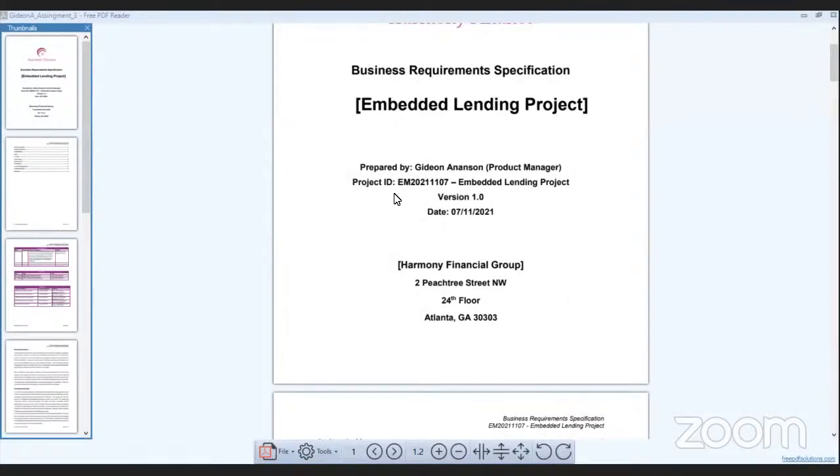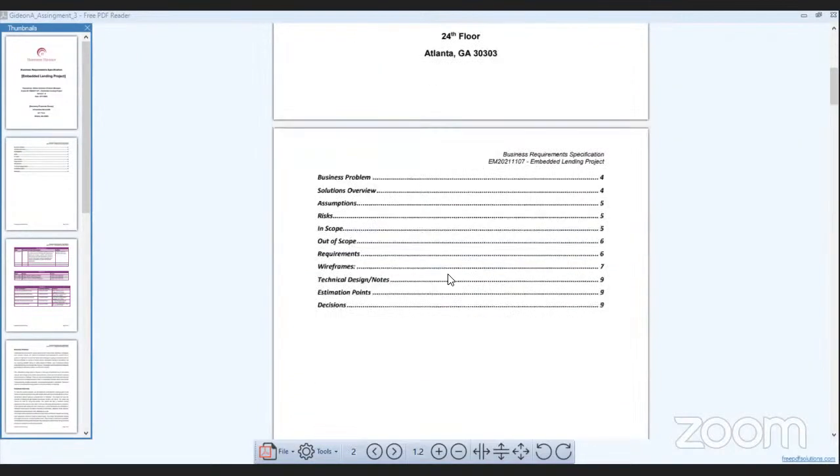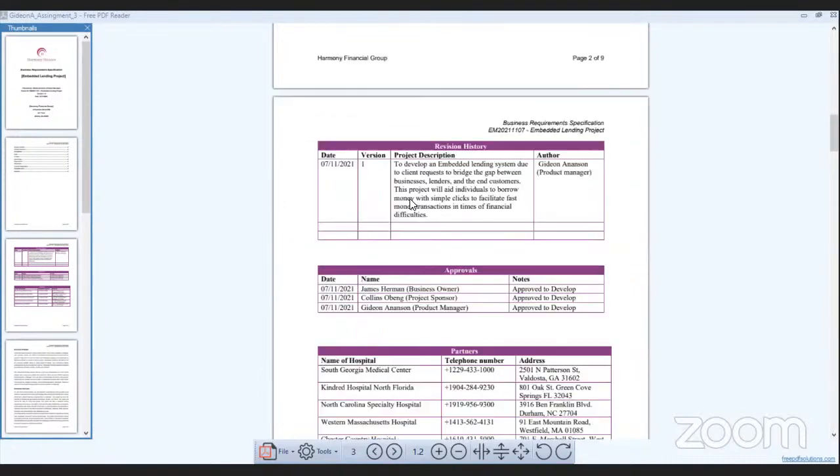And we have the project ID, just a dummy one, and the address of the company. And there's the context of the document. We have business problem, the solution overview, assumption, risk, in scope, out of scope requirements, wireframes, technical design notes, estimated points and decisions.